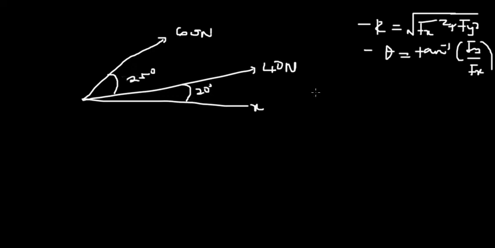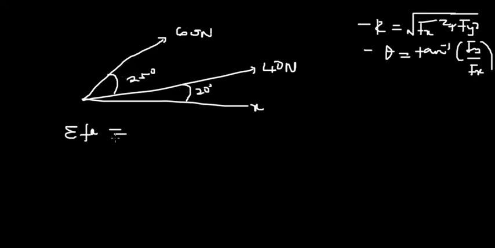Once you are resolving the forces along the x-axis, you need to make sure of this: the angle must always lie in between the force and the x-axis. Once we are resolving the force along the x-axis and the angle lies in between the force and the x-axis, you use cosine. Let me repeat this again. When resolving along the x-axis, you need to take note of this, and if the angle lies between the force and the x-axis, you use cosine.